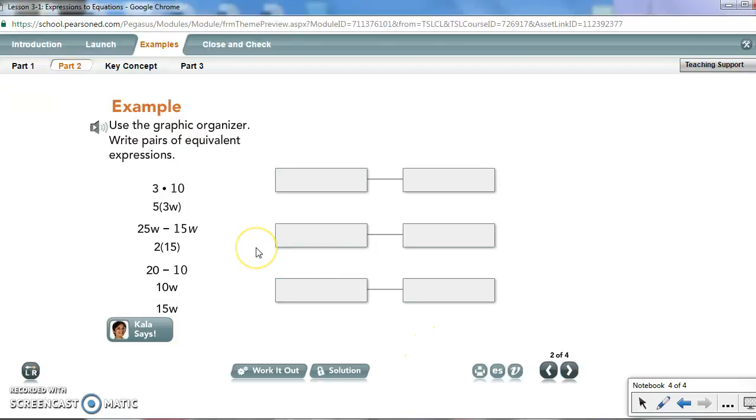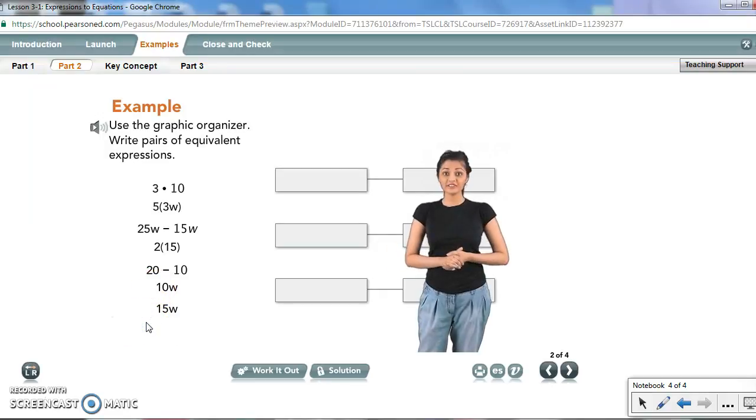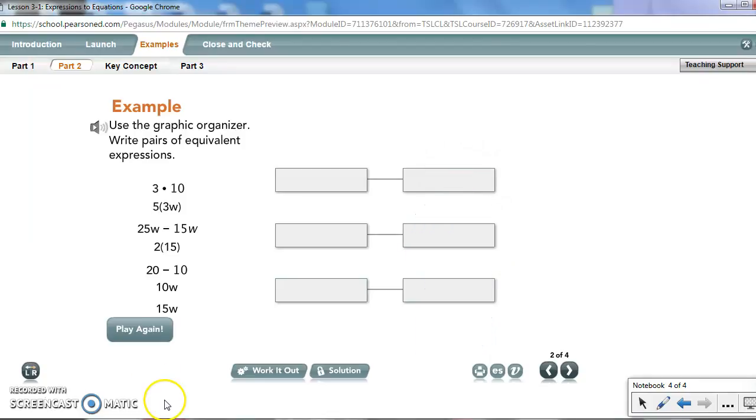They want us to use the graphic organizer. Write pairs of equivalent expressions. Sometimes equivalent expressions don't look alike, but by using the properties of operations you learned in topic 2, you can rewrite them so they do. So this one wants us to use the distributive property. If I do the handshake method, which means multiply, what is 5 times 3W? Well, 5 times 3 is 15. So if I have 5 times 3W, that would be the same as 15W.